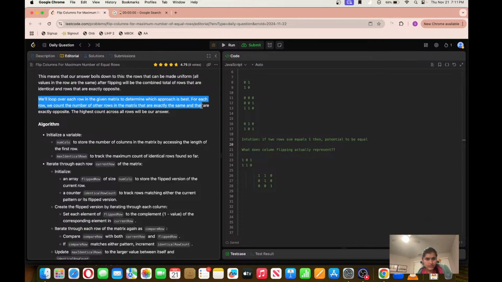Yeah, so we are reading this, right? We'll loop over each row in the given matrix to determine which approach is the best. For each row we count the number of other rows in the matrix that are exactly... Oh my god, this is too much.